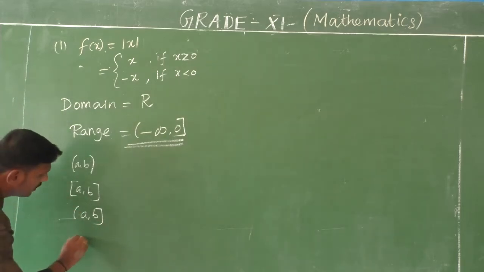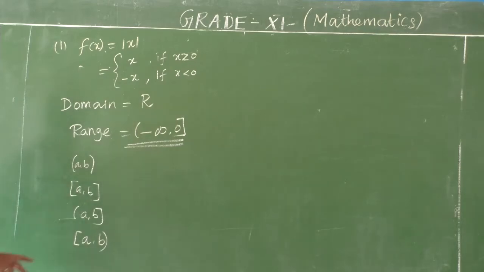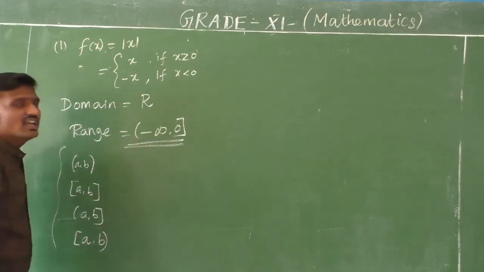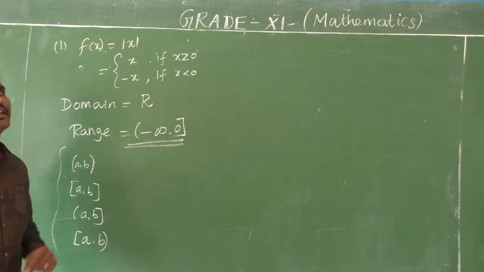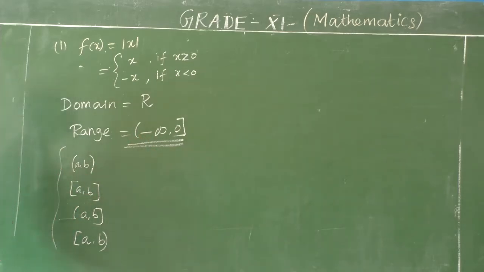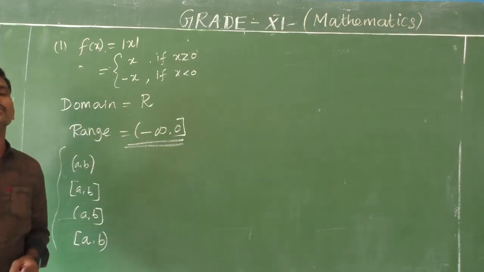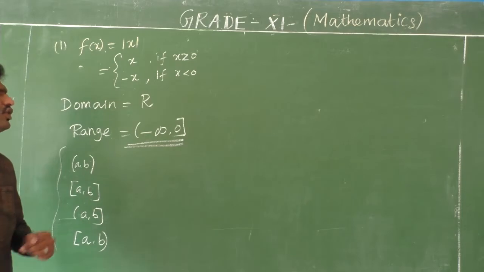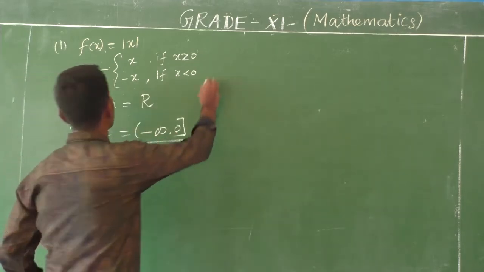And then next, open closed bracket of a and open bracket of b. For that we have to include a but exclude b. So these are all the types of intervals. So based on this range we have to mention minus infinity to 0. Okay, so that's what I said to you. The range of the function is all the real numbers except the positive real numbers. For that only I am taking minus infinity to 0. Okay, have you understood, student?